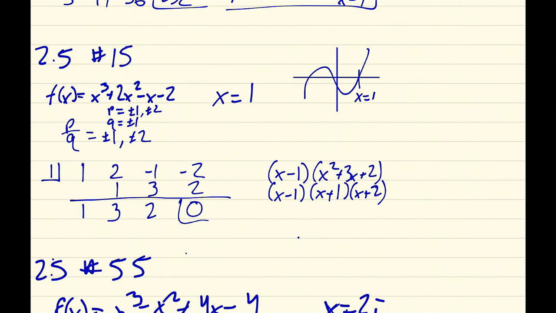So that gives us 3 different zeros. We have x equals 1, x equals negative 1, and x equals negative 2. And you can also see that on the graph as well, it matches up with all 3 of those.